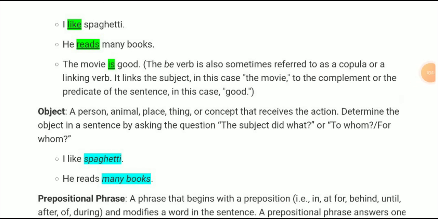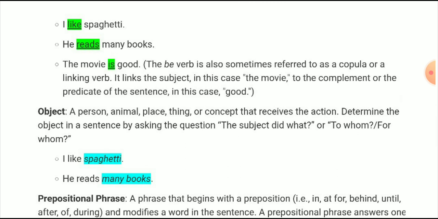Object, a person, animal, place, thing, or concept that receives the action. Determine the object in a sentence by asking the question the subject did what, to whom, for whom. For example, I like spaghetti. So here, spaghetti is the object. He reads many books. Here, the subject is he and the object is books.